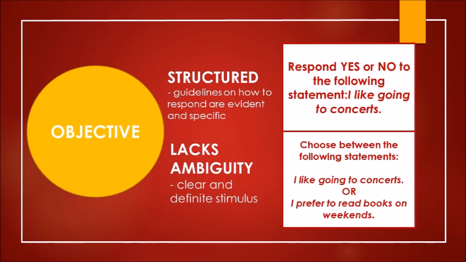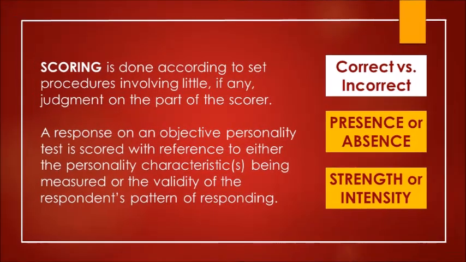Like for example, in your NEO personality inventory, you have the statements to which you should respond with ratings depending on how much you agree or disagree with these statements. The examples given in this slide also make it clear to the test taker what he or she should have to do. When it comes to scoring, it is done according to set procedures involving little, if any, judgment on the part of the scorer. And this is exactly why they are called objective methods of personality assessment, because the scoring and interpretation procedures have already been set, and it leaves little or no room for the evaluator to make subjective judgments.